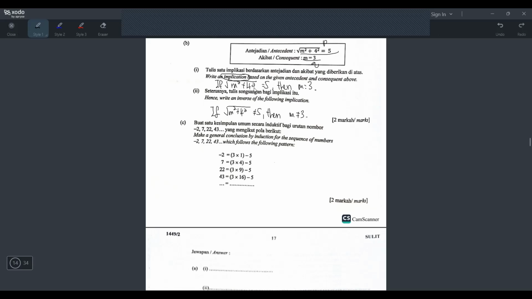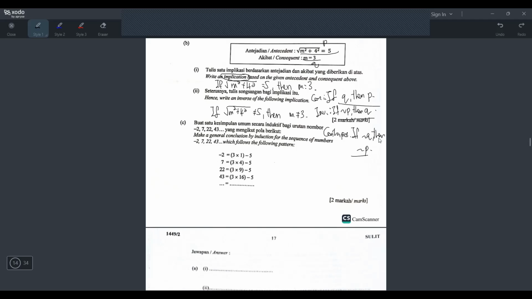But what if they say converse? If converse, you don't do negation. If converse, you terbalikkan. It means you write if Q, then P. Kalau converse. Kalau inverse, you do negation. If not P, then not Q. Okay, this one is converse, this one is inverse. But what if they say contrapositive? Contrapositive, it will be if not Q, then not P.